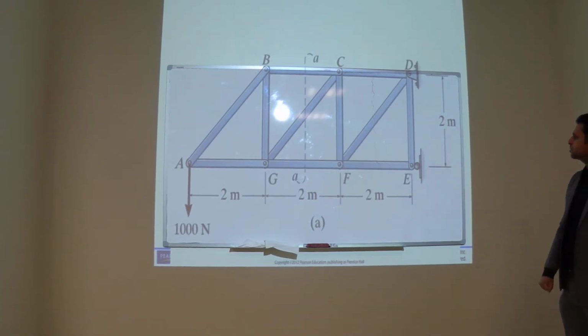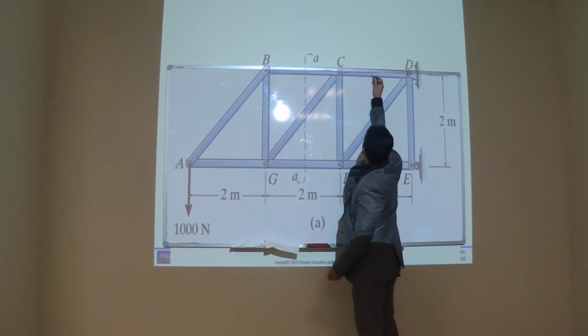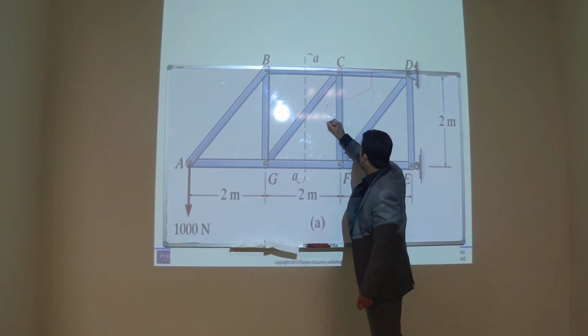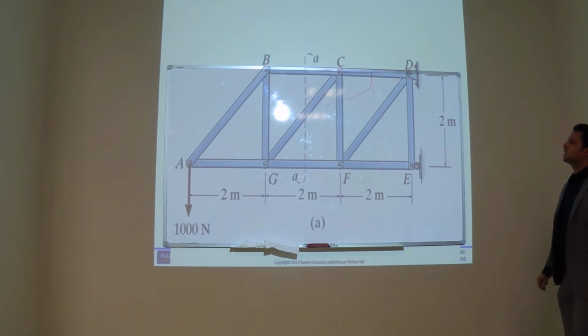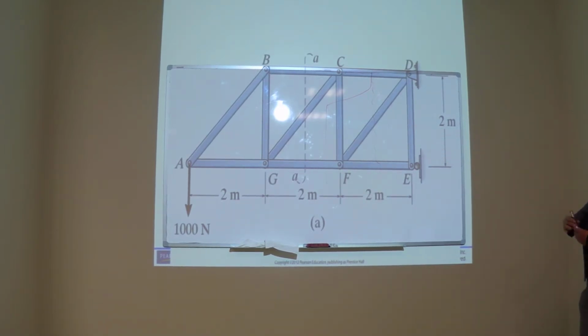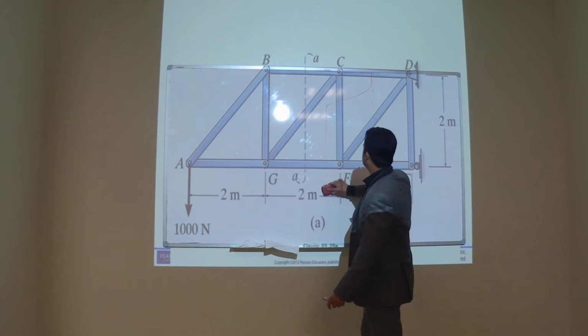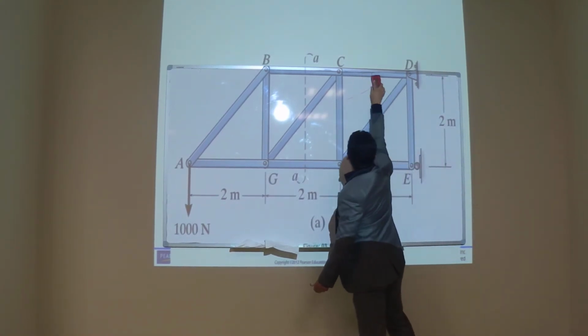You can also take a section like this. For example, you can take a vertical section like this, you can go this way, and you can come down. And then you can isolate that part from the other part, and you solve any part, right or left, you can find the forces. But I think now I give you the choice.